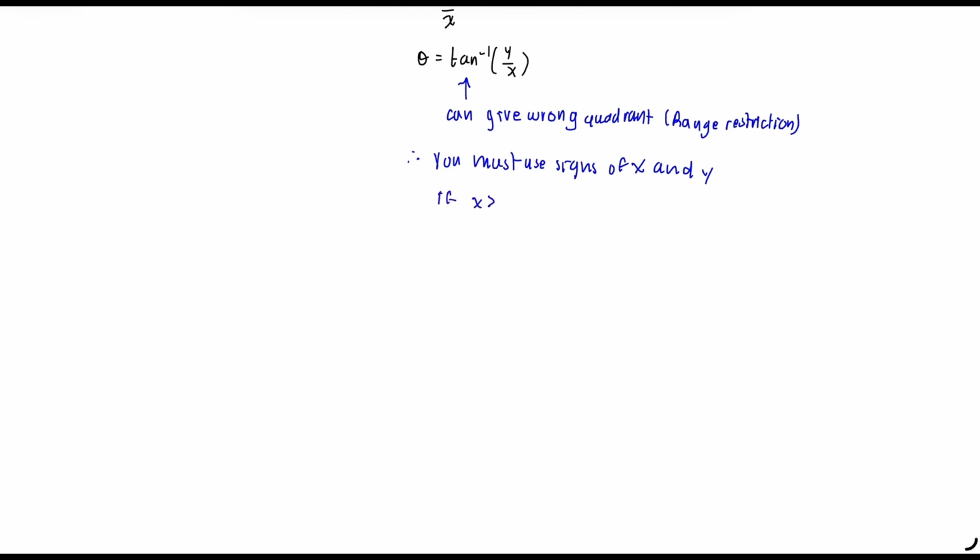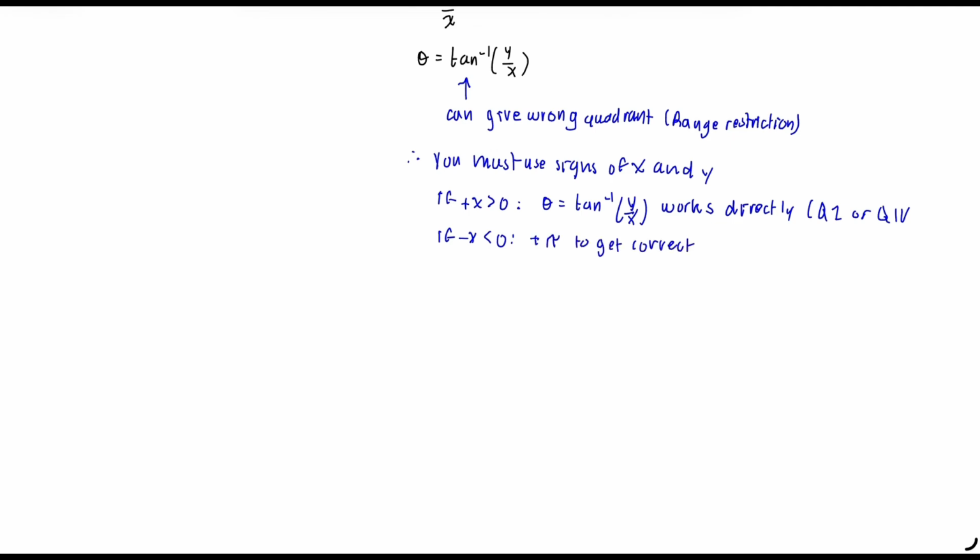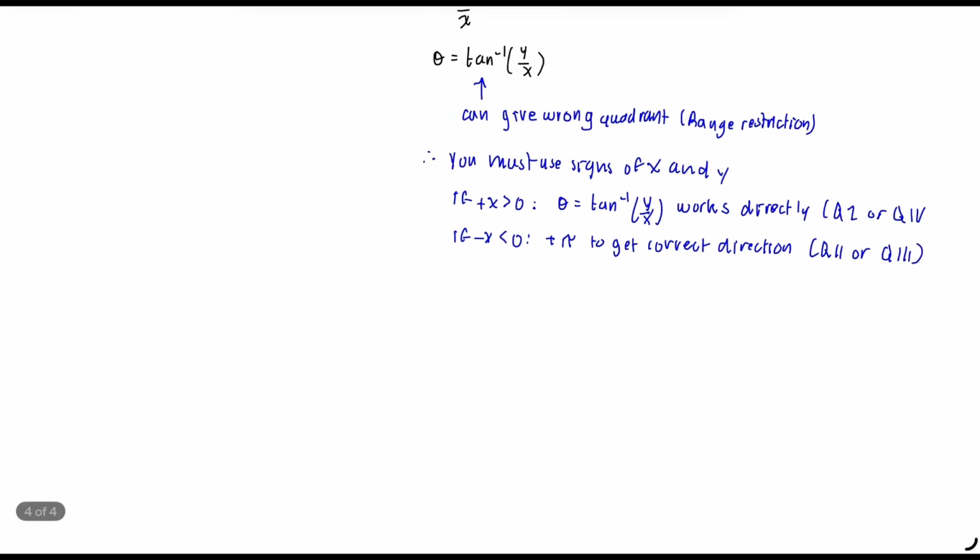So if x is positive, that means theta equals tan inverse of y over x works directly. Therefore, Q1 or Q4. But if x is less than 0, that means you have to add pi to get your correct direction. That's when it lands in Q2 or Q3.